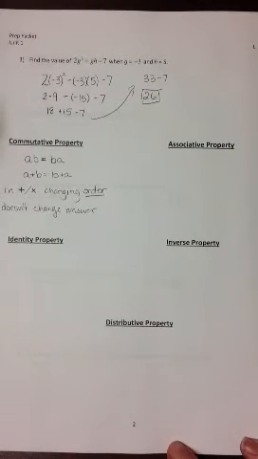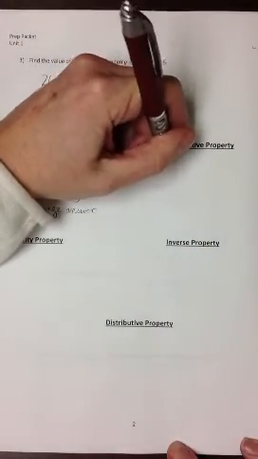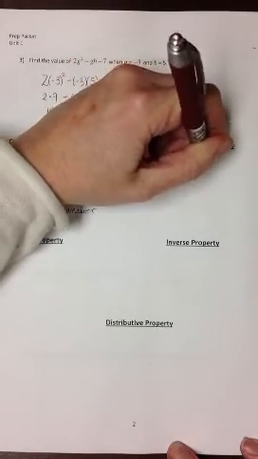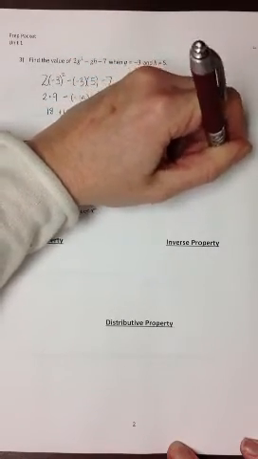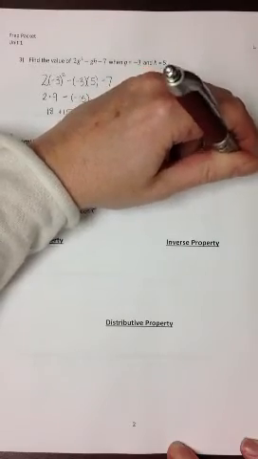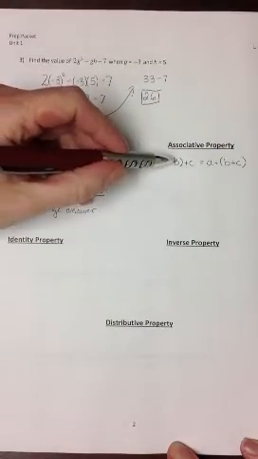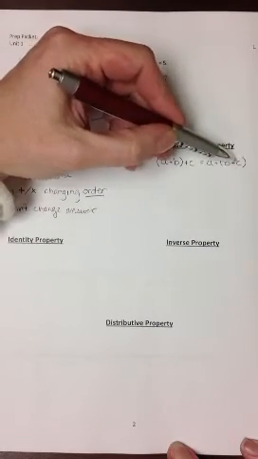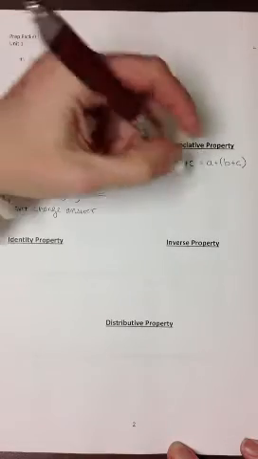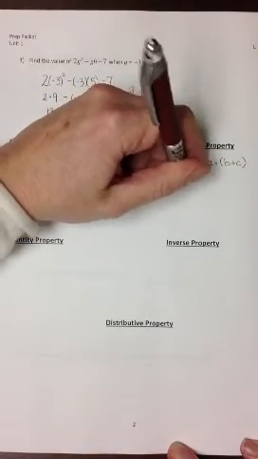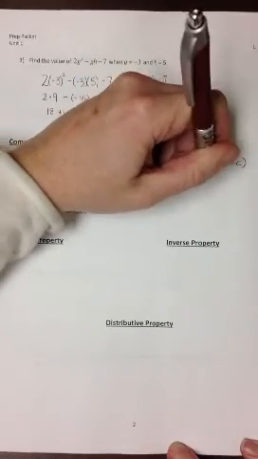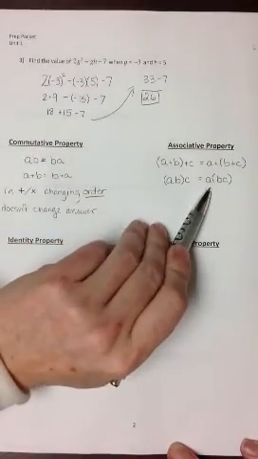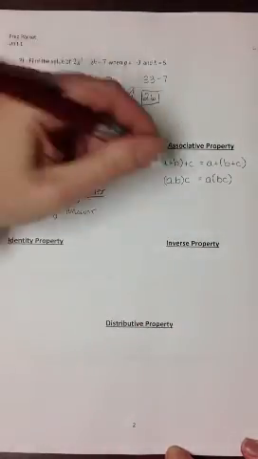The associative property says that the way that we group addition and multiplication won't change the answer. So A plus B, if we added A and B first and then added C, we'd get the same answer as we would if we added B and C first and then added A. The same is true for multiplication. A times B times C is the same thing as multiplying B times C first and then multiplying A.